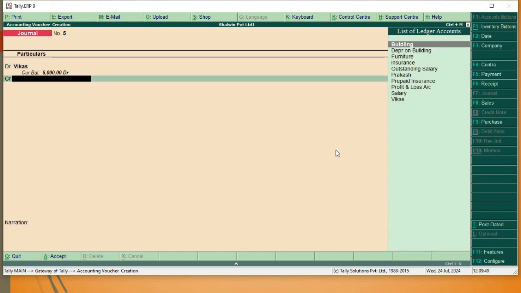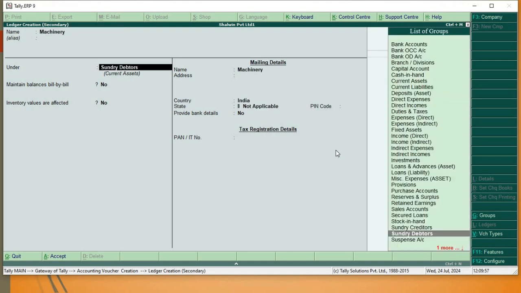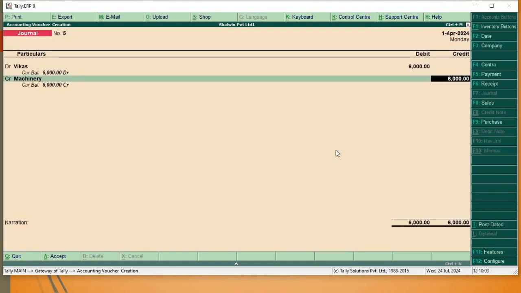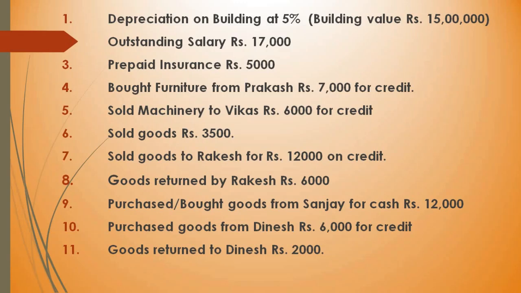Credit side we have machinery. Alt C. Machinery under fixed assets. Just accept this. So next entry, sold goods rupees 3,500. Sold goods is nothing but sales. The other account will be cash, sales and cash.